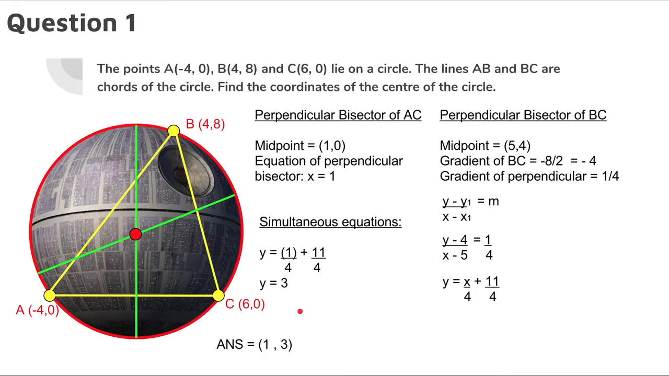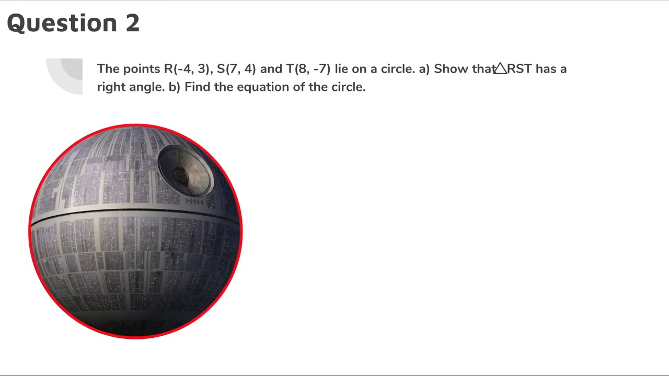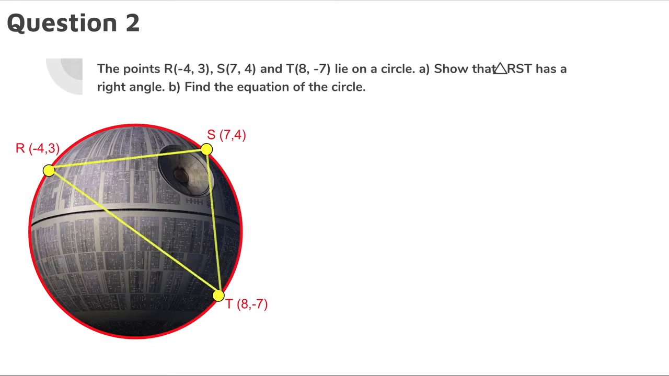So, try this question now. Okay, so again, sketch the circle, roughly place your points, and draw out your triangle. Now, by sketching it, it says show that the triangle RST has a right angle. By sketching it, you can roughly see where the right angle is going to be. I think it's going to be there.